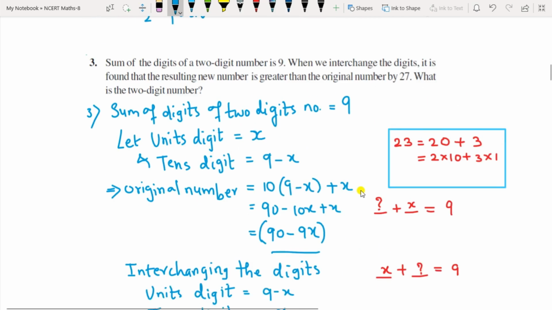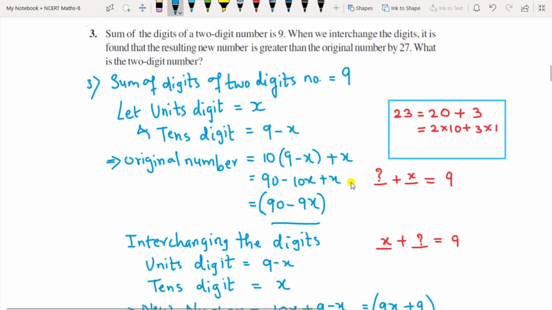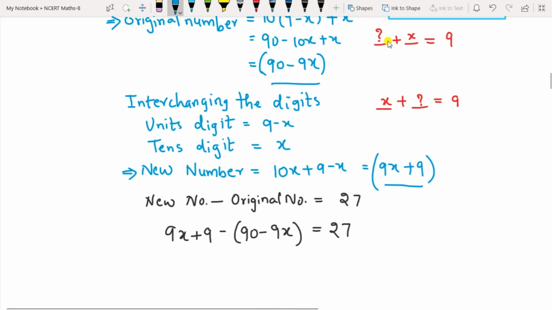Okay. So the question is telling that the resulting new number is greater than the original number by 27. It means that if you subtract the original number from the new number, you get 27. So this becomes your equation here. That is new number minus original number equal to 27.